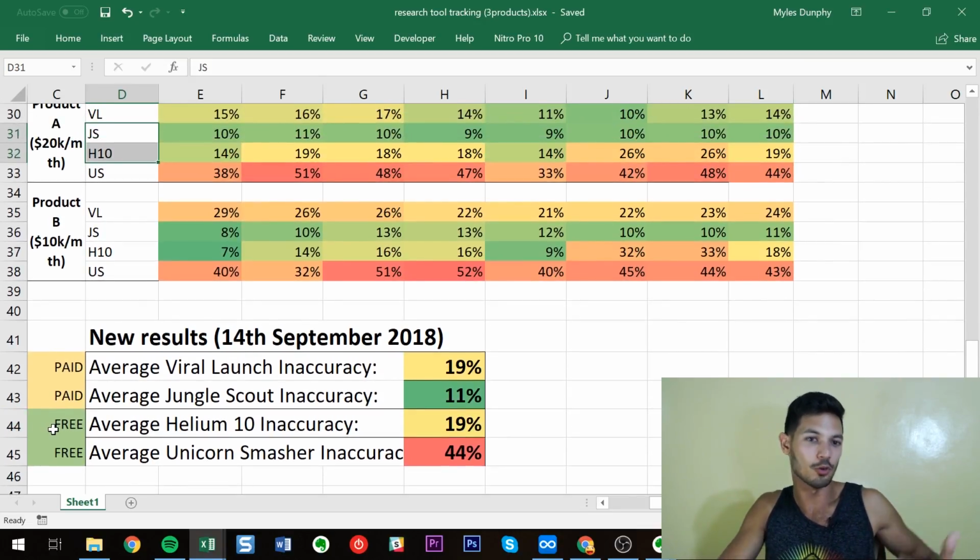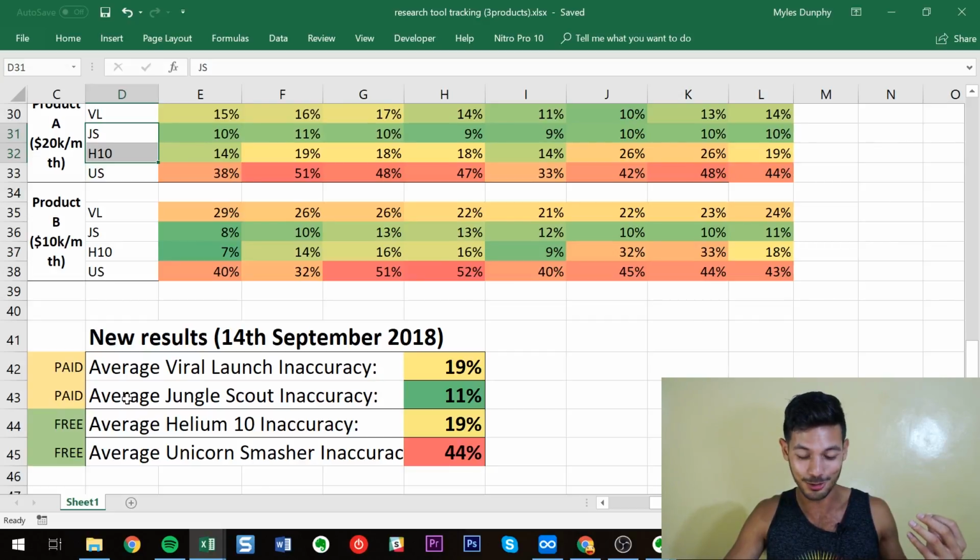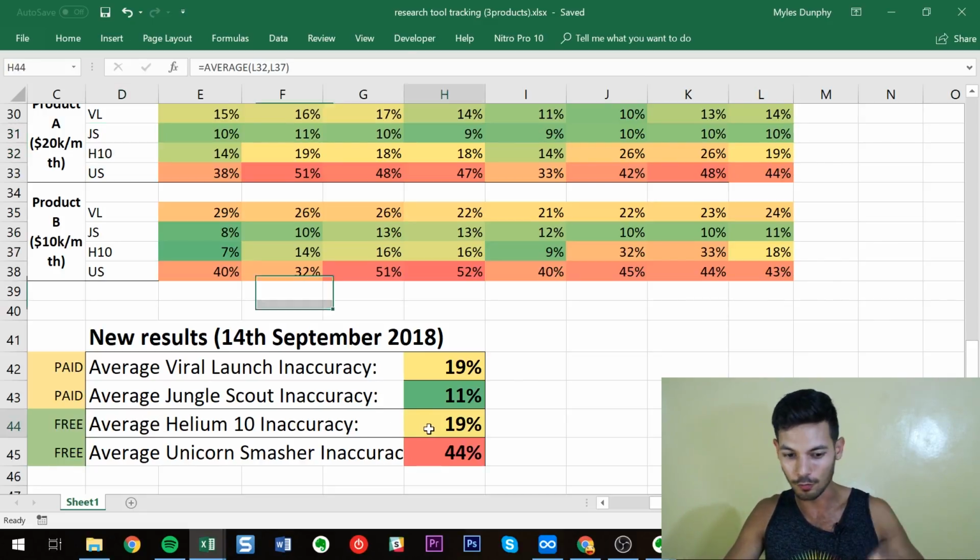Then your other considerations are like, how much do I have to pay for it? Viral Launch is like $20 a month, I think. I think Jungle Scout, it's been a while, I bought this like 2 years ago, sorry, I think it's like $100, and then Helium 10 is free. So if you just want this data for free, just want these numbers, then go for Helium 10.